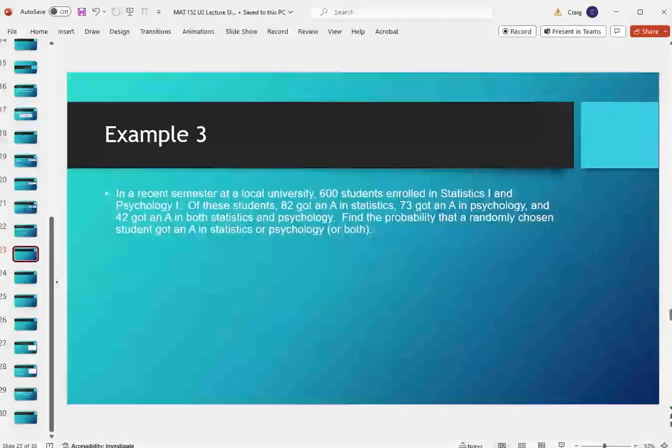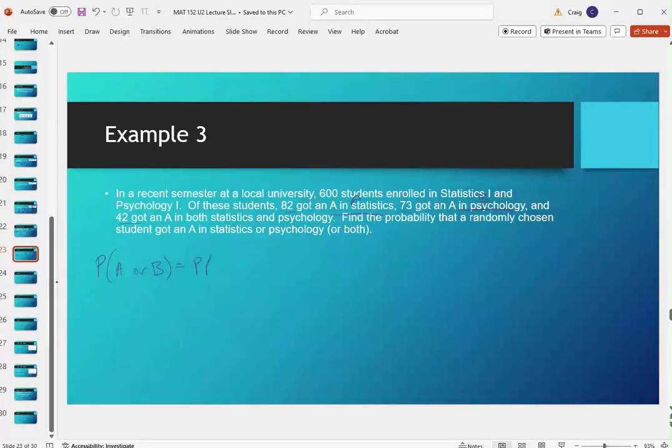In a recent semester at a local university, 600 students enrolled in Stats 1 and Psychology 1. Of these students, 82 got an A in Stats, 72 got an A in Psychology, and 42 got an A in both. What's the probability that a randomly chosen student got an A in Statistics or Psychology? We can do this in a very similar way. We want to find the probability of A or B. In this case, event A is they got an A in statistics. Event B is an A in psychology.